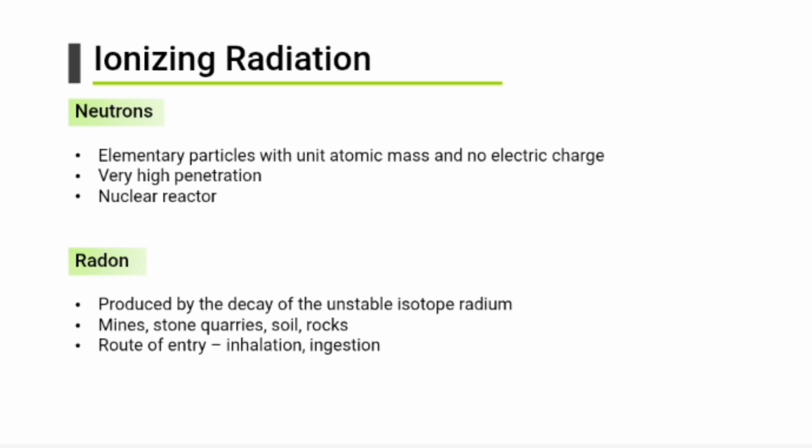The main routes of entry for radon are inhalation and ingestion, emphasizing the significance of monitoring and controlling exposure in environments where radon concentration may pose health risks. Understanding the properties and sources of neutrons and radon is essential for effective radiation safety measures and risk management.